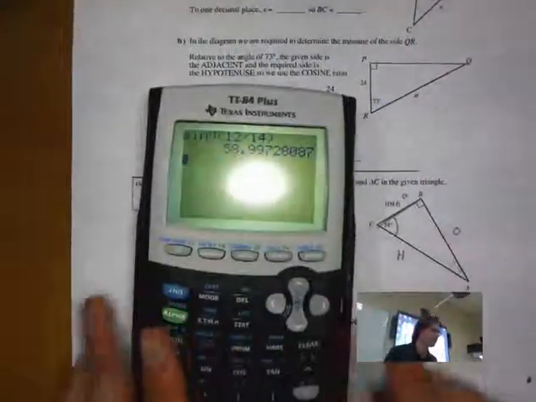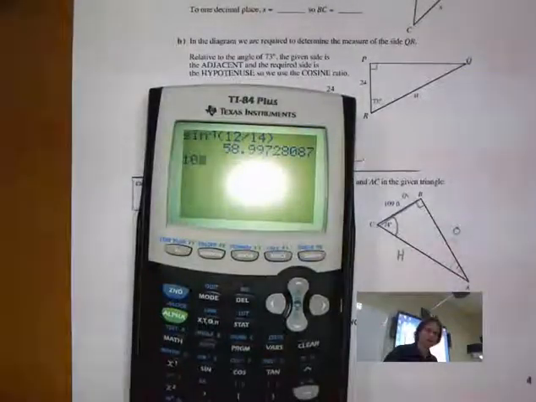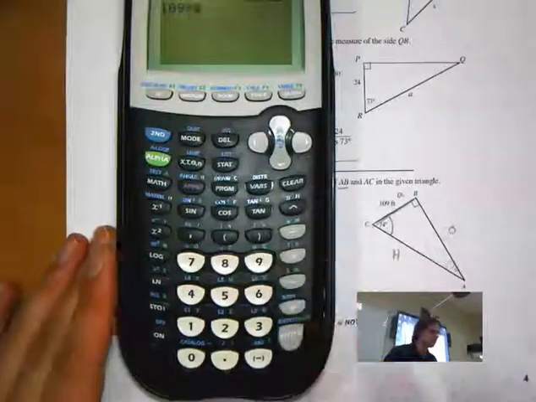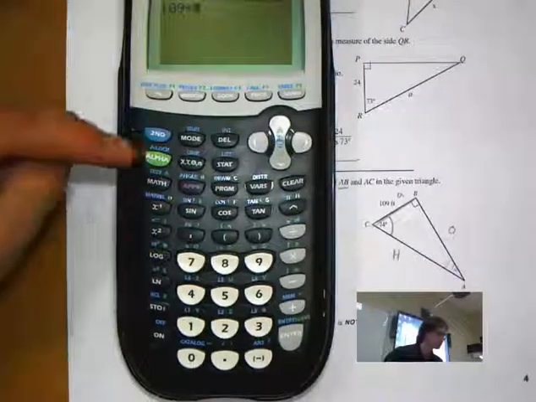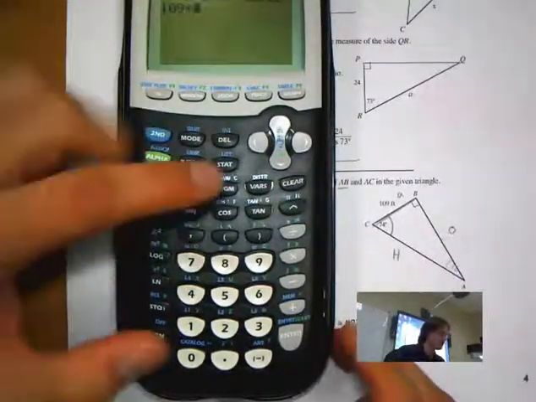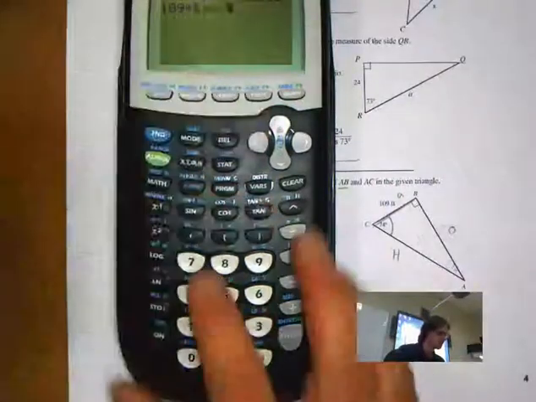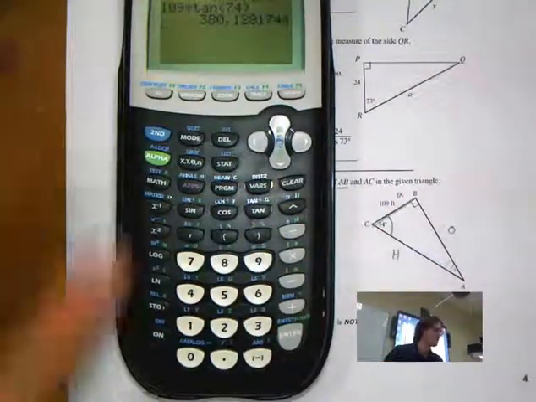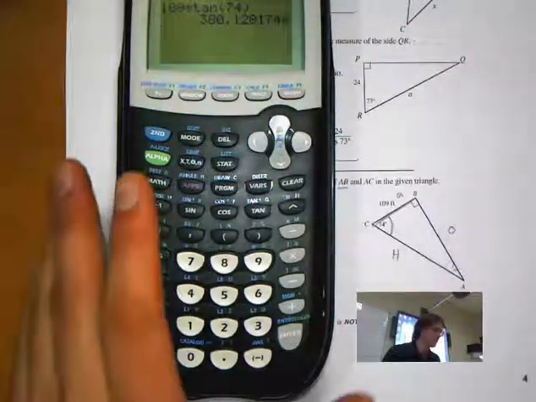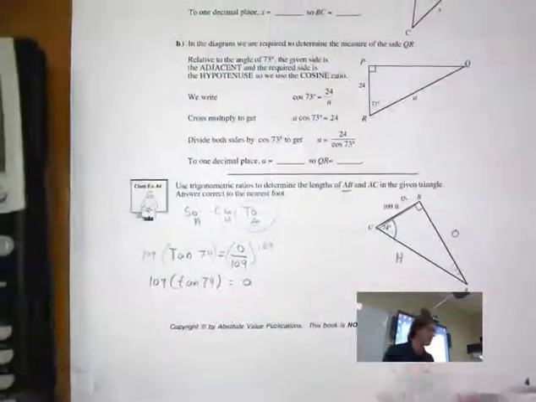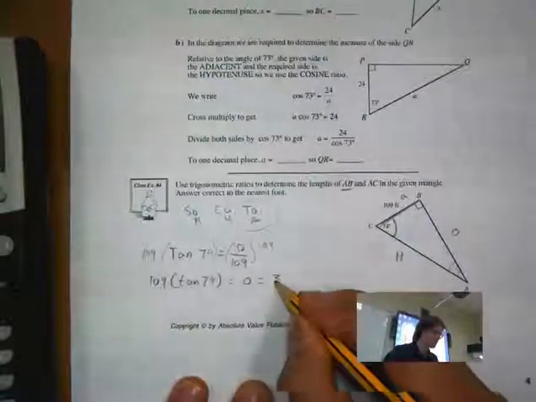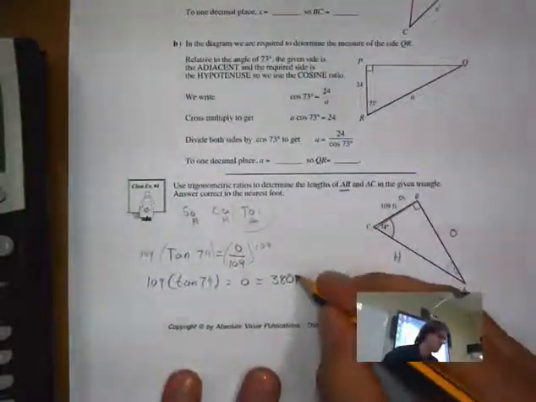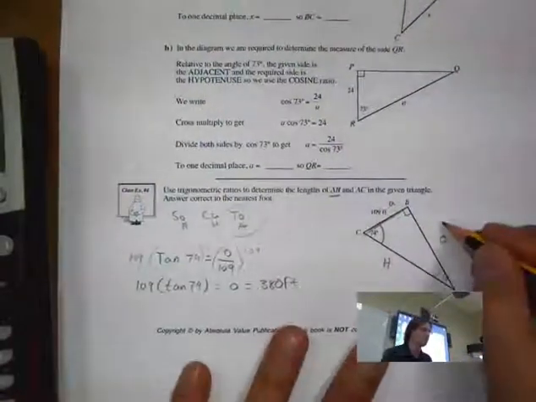So I'll put that in my calculator. So I'll show you, 109 multiplied by, we put in tan 74, bracket, gives me a total of 380. Okay, so that gives me 380 feet. My measurements, so this is.